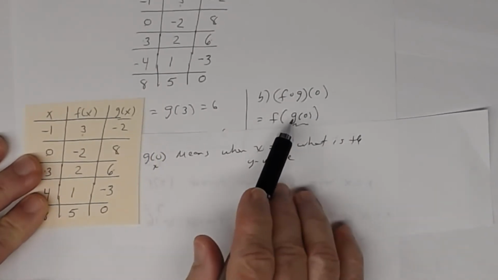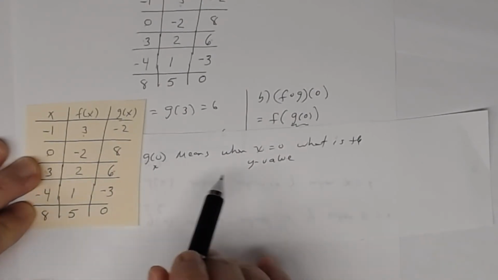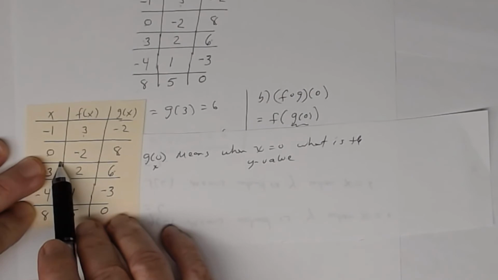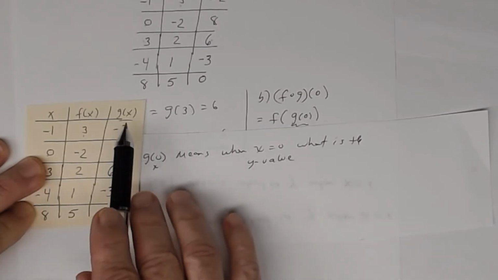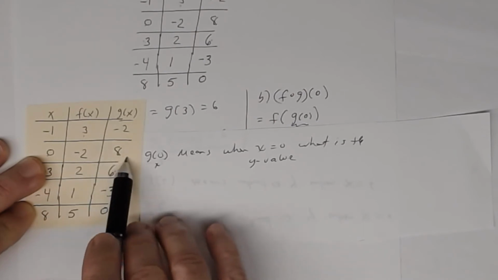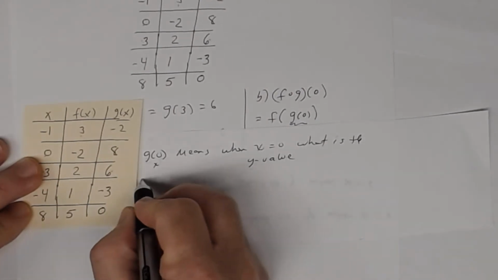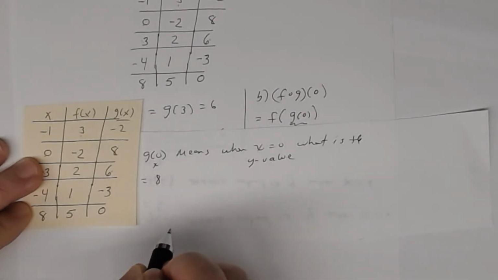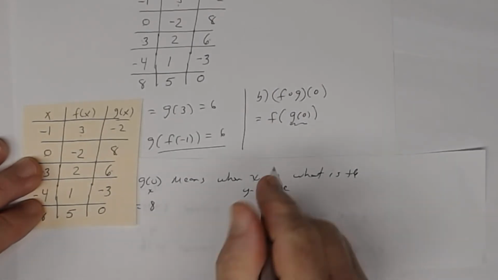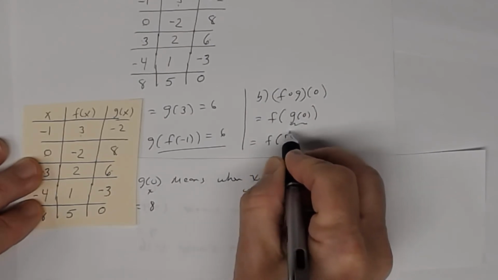So g of 0, you've got to use your function g. When x is 0, what is the y value for g of 0? So g of 0 is 8, right? G of 0 equals 8. So what I have so far is this: g of 0 is 8, so now I've got to find f of 8.